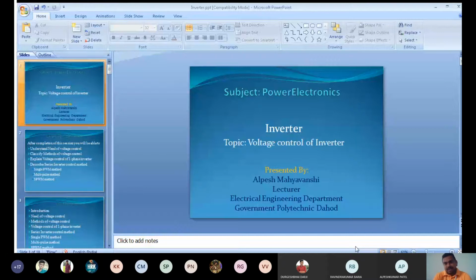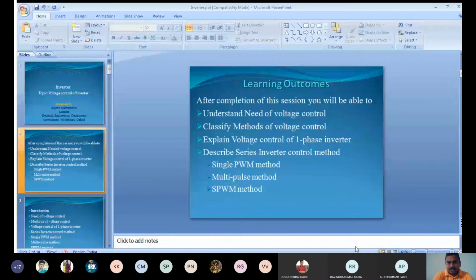In this topic we will discuss how we can control the output voltage of an inverter. The learning outcomes of today's lecture: after completion of this session you will be able to understand the need of voltage control and the classification of different voltage control methods. You will be able to explain voltage control of single phase inverter, and describe series inverter control method, single PWM method, multiple PWM method and SPWM method.